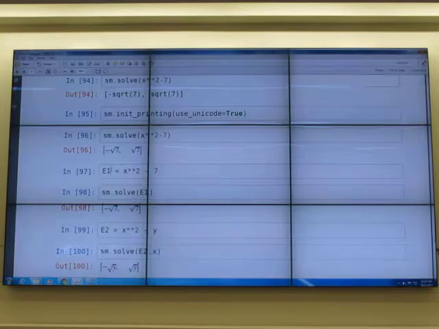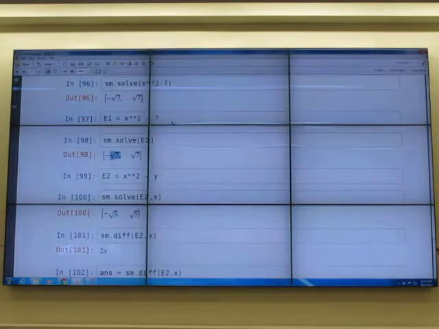So let me define a symbol, or you may say an expression or equation. E1, equation number 1, equal to x squared minus 7. sm.solve E1 gives me that. E2, instead of minus 7, I use minus y. It gives me minus square root y and plus square root y. So it's symbolic computation, and you can adjust it to be as complicated as you need.